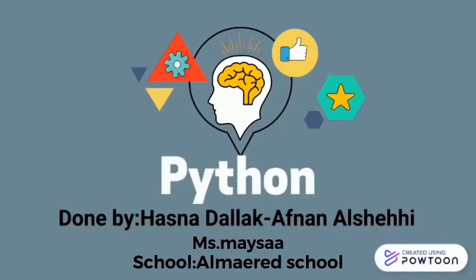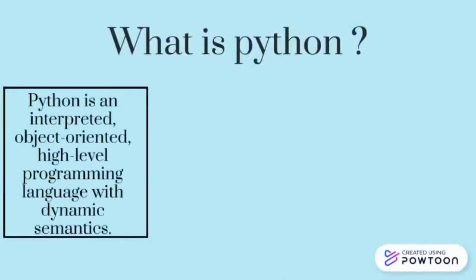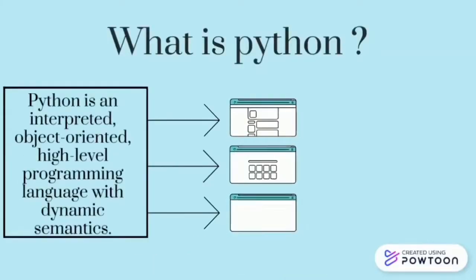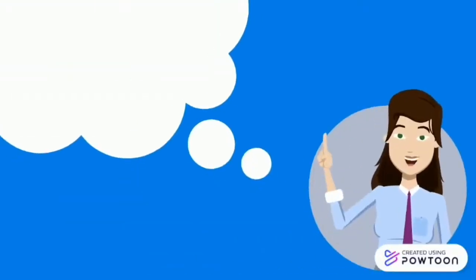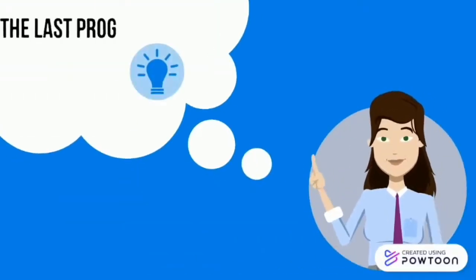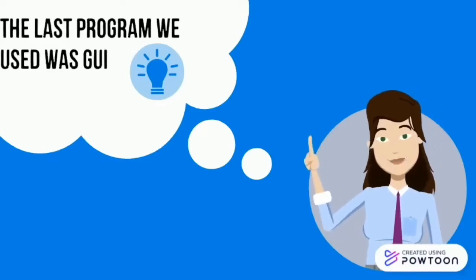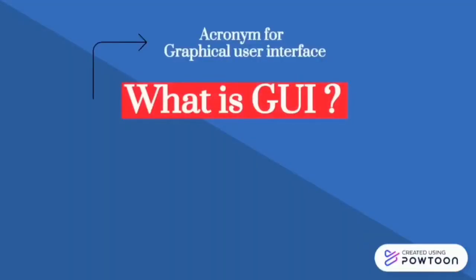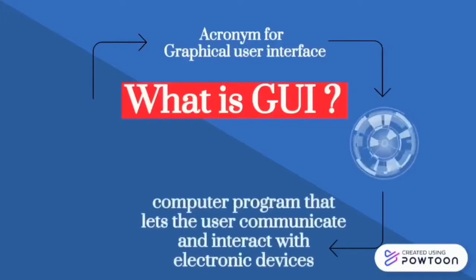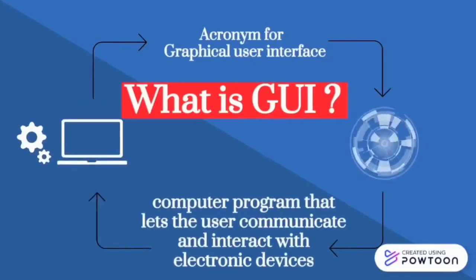Python. What is Python? Python is an interpreted, object-oriented, high-level programming language with dynamic semantics. The last program we used was GUI. GUI, an acronym for Graphical User Interface, is a computer program that lets the user communicate and interact with an electronic device.